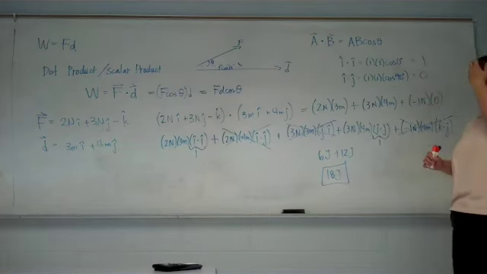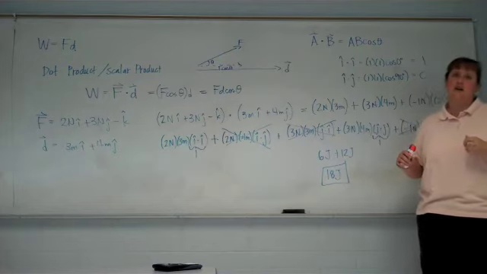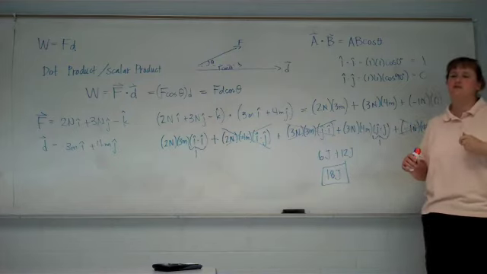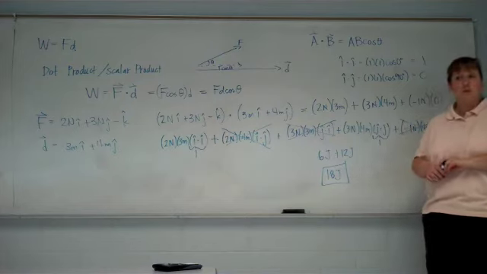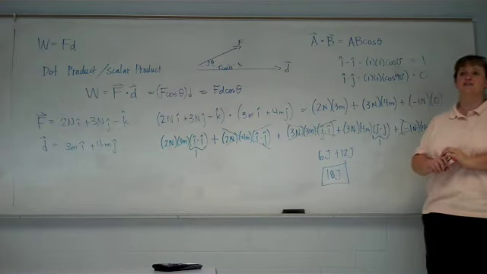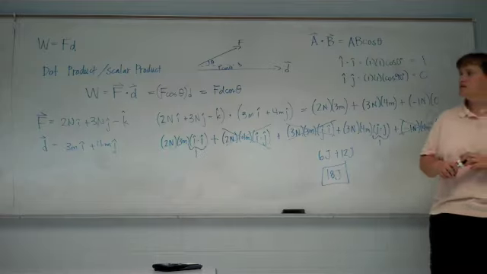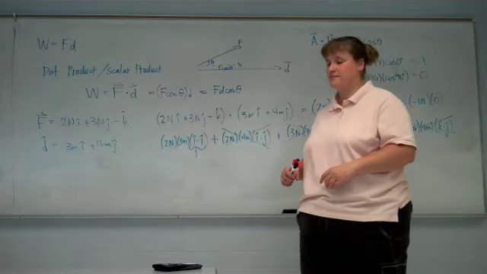The other way to multiply vectors, when we get to chapter 12, is called the cross product. It multiplies perpendicular components and gives you a vector answer. It's not too hard to do though. So.